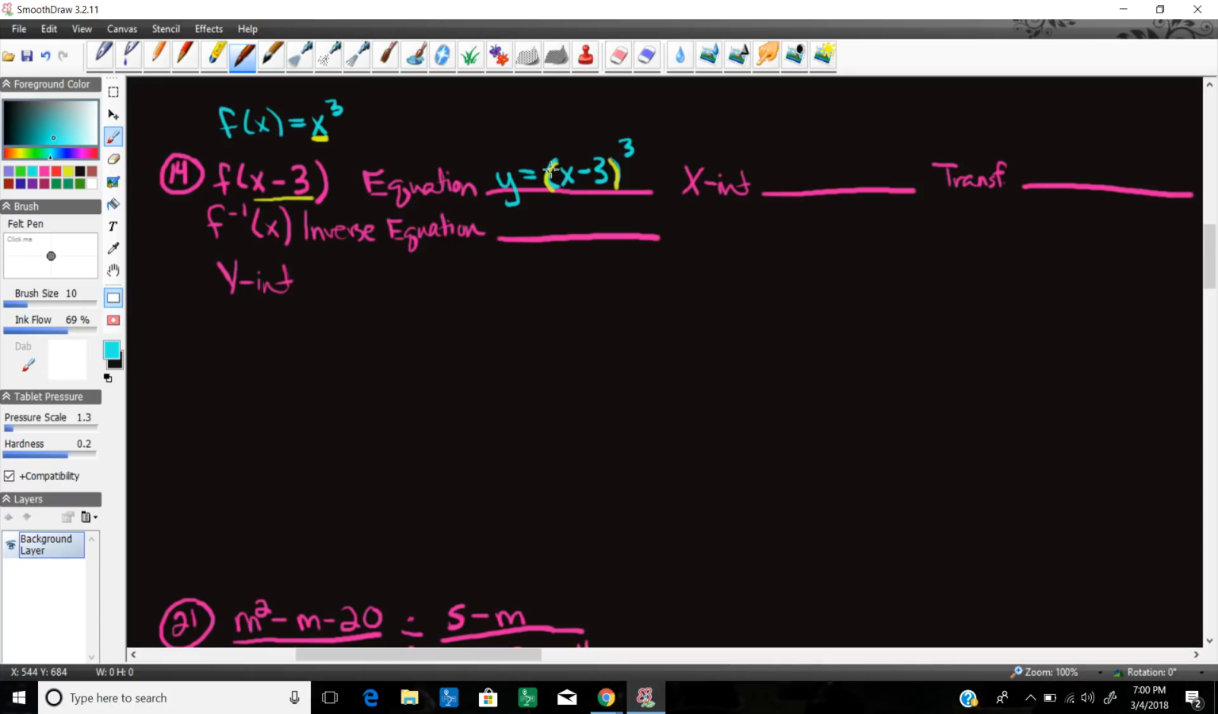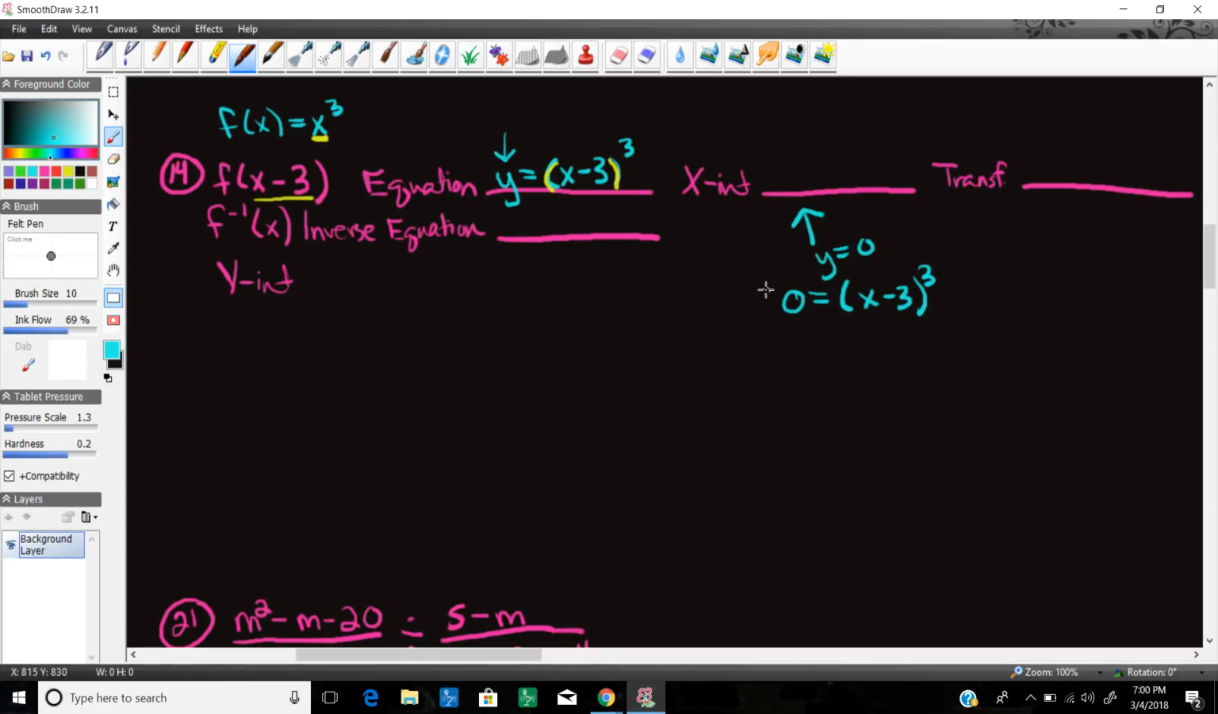The x-intercept for this, it should be pretty plain to see, but if not, you can always go with what we used to do here. So for x-intercept, remember that we have to set y equal to 0 because on the graph, wherever y is equal to 0, that's where we have x-intercept. So if I plug a 0 into the y right here, I get 0 equals parentheses x minus 3 cubed. And then I solve for x.